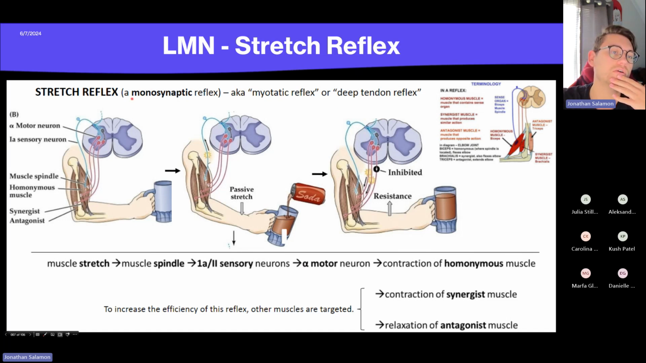Another important thing that you need to know, only because sometimes they'll ask which reflex is responsible for this, and the answer choice won't be stretch reflex, it won't be myotactic reflex, it won't be deep tendon reflex, right? It'll be monosynaptic reflex. And the reason why this is the monosynaptic reflex is because you're sending one signal to the anterior horn, and then it's sending one signal back to the muscle group, right?